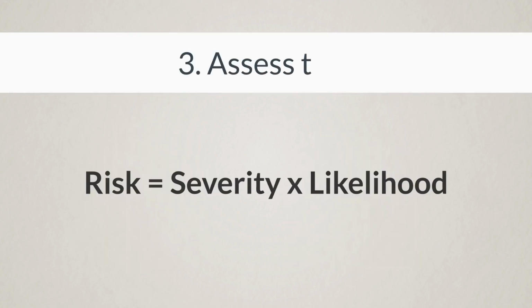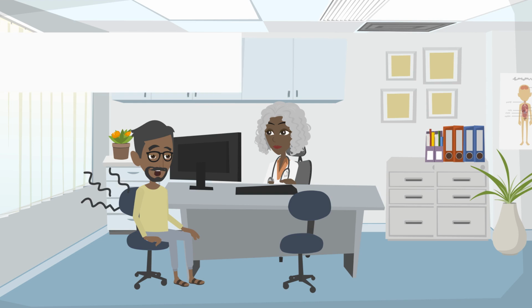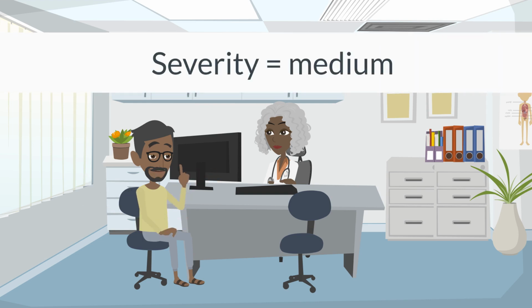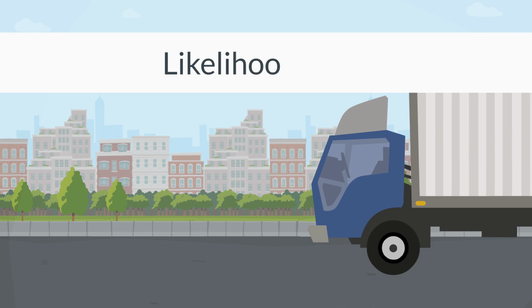In step 3, we assess the risk. You will remember that risk is severity times likelihood. Let's consider these in turn. For severity, what is the worst that could happen? The driver could have to see a doctor due to back problems. Let's score this medium.